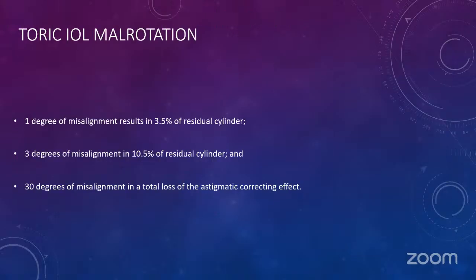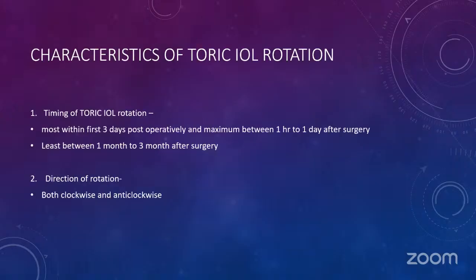So now coming to toric IOL rotation. Why is it important? Because 1 degree of misalignment will result in 3.5% of residual cylinder, and 3 degrees will result in 10.5% of residual cylinder. However, if it is rotated 30 degrees or more, there is a total loss of the astigmatic correcting effect, and the patient needs realigning. Now, characteristics of toric IOL rotation.